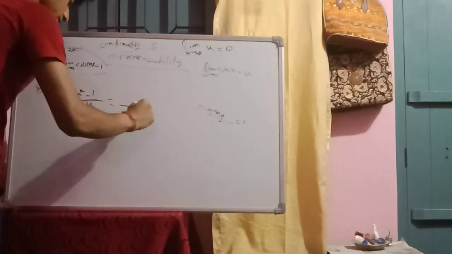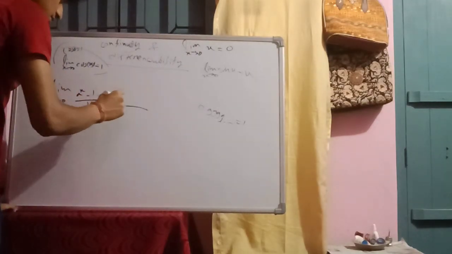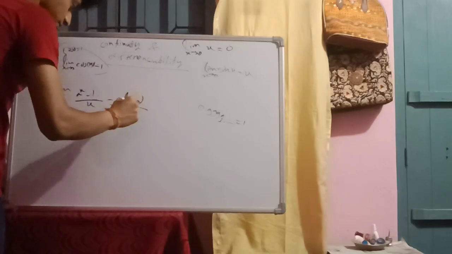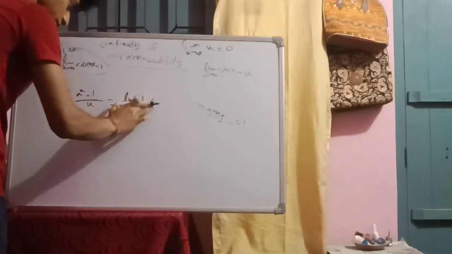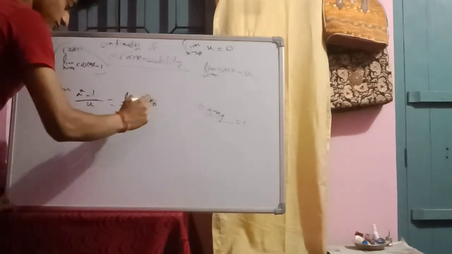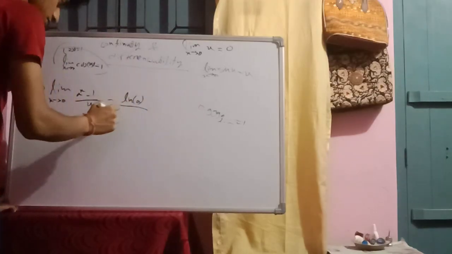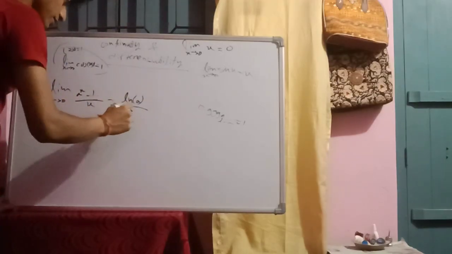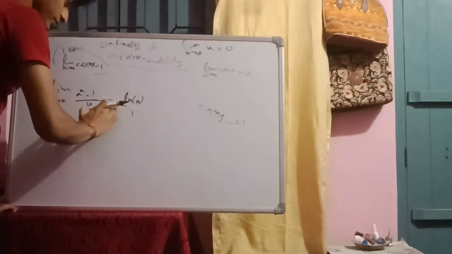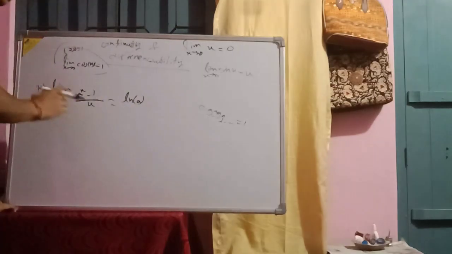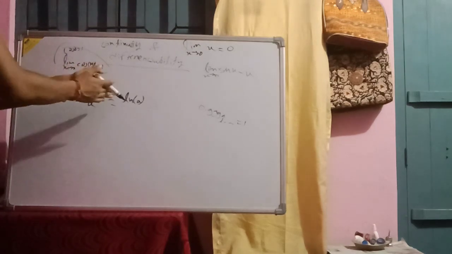So differentiating this would give us ln of a minus, sorry, it would be minus 0, which can just be written as ln of a, and in the denominator we would have 1, so this would just become ln of a. This is how this expression becomes ln of a.